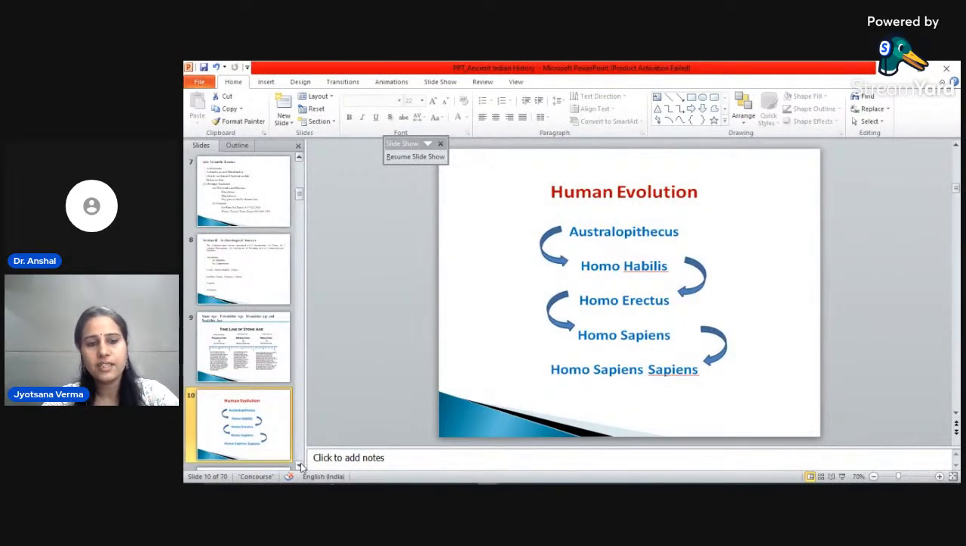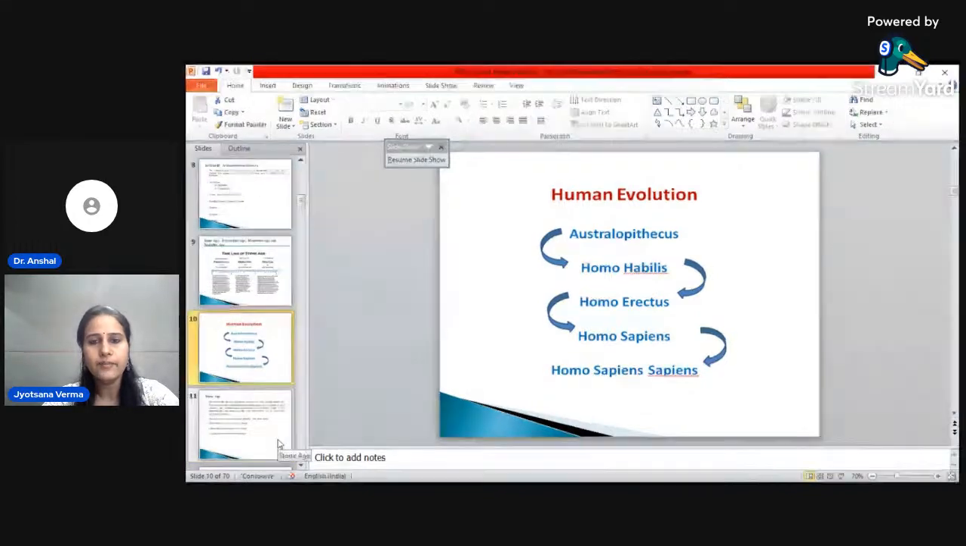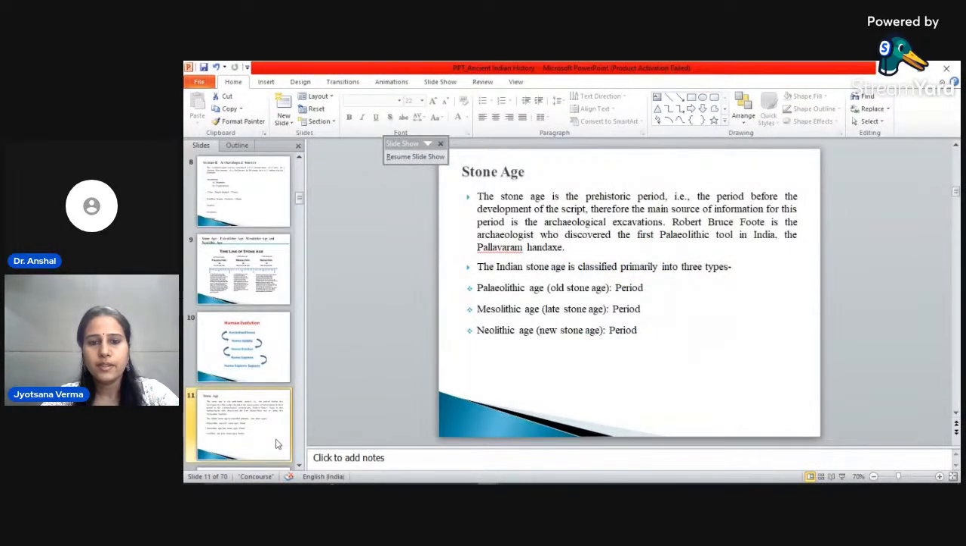Paleolithic is divided into three categories. Basically, the Stone Age was the period of the hunting and gathering age, and Robert Bruce Foote is the archaeologist who discovered the first Paleolithic tool in India, the Pallavaram hand axe. The Indian Stone Age is classified primarily into three types: Paleolithic age, Mesolithic age, and Neolithic age.